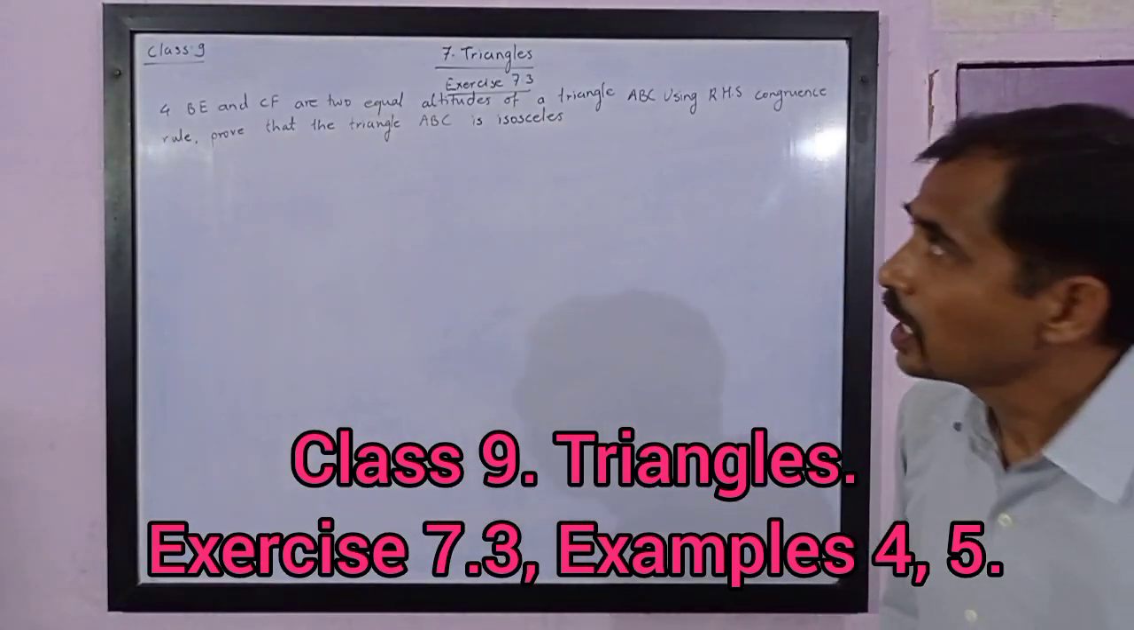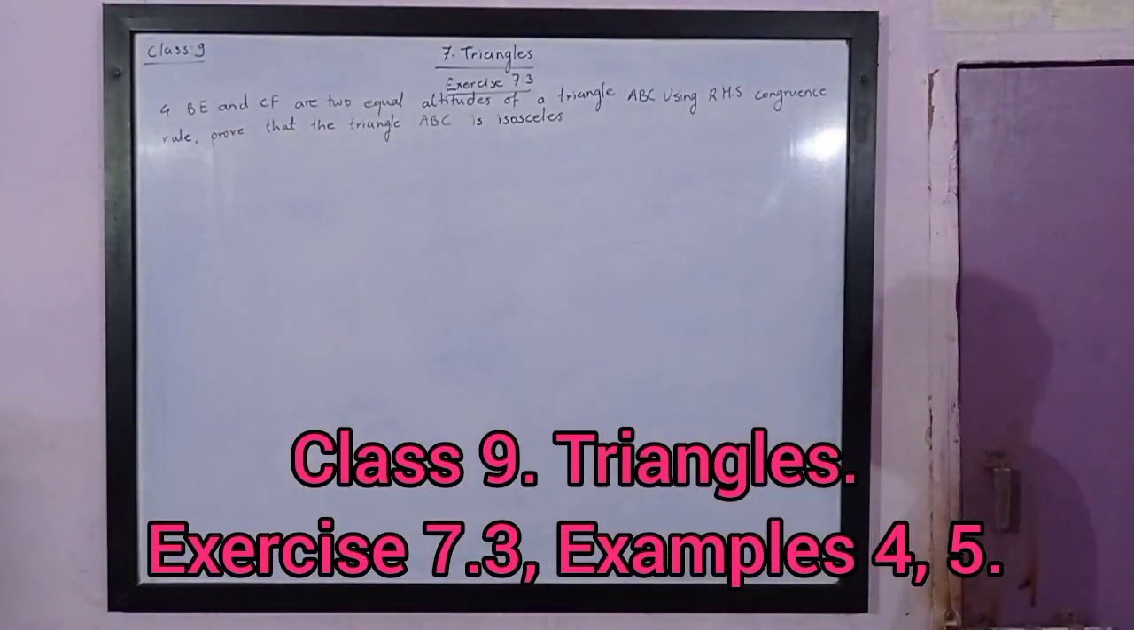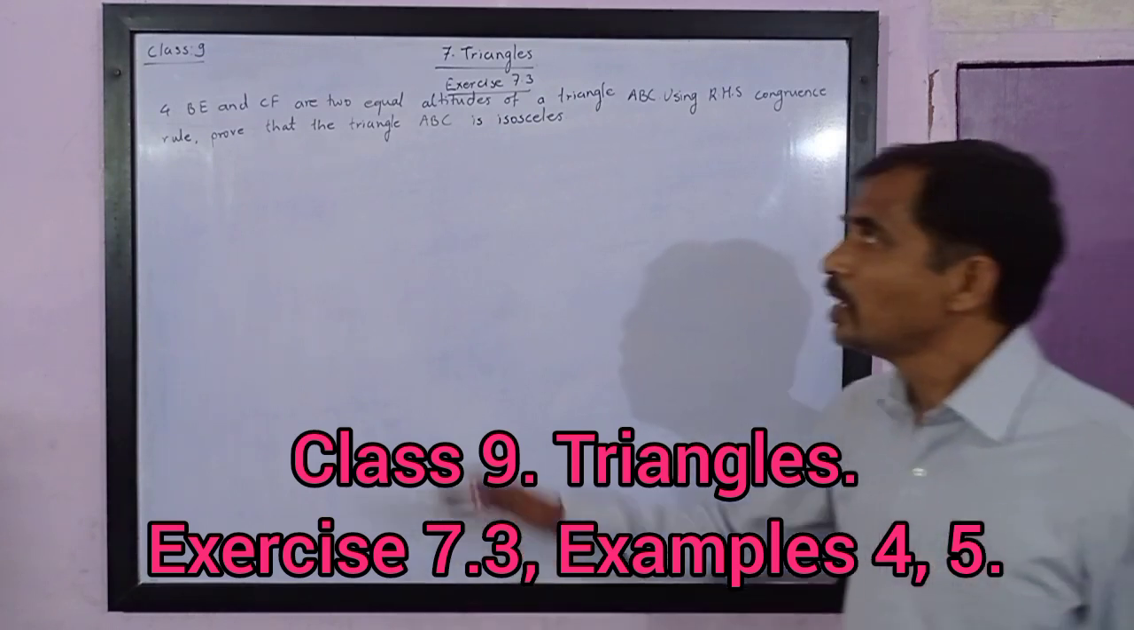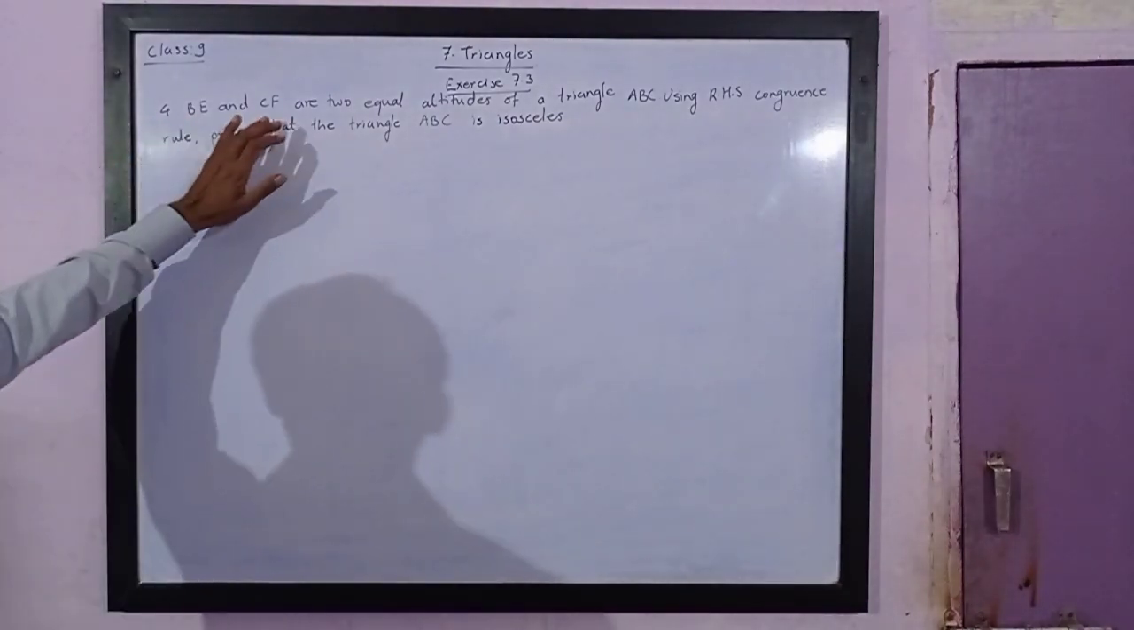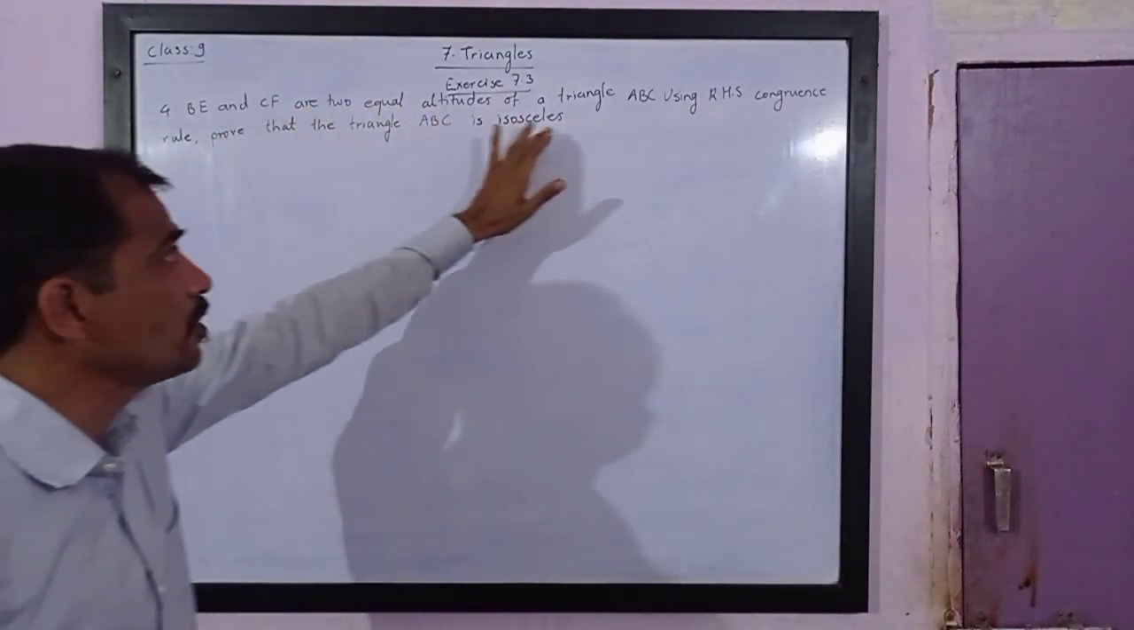Dear friends, in class 9 we have chapter 7, Triangles, and we are solving the fourth question from exercise 7.3. Now let us try to understand the question. Fourth question: BE and CF are two equal altitudes of triangle ABC.